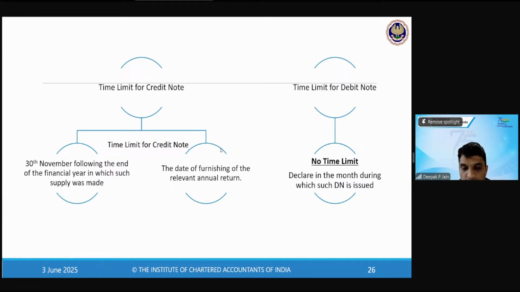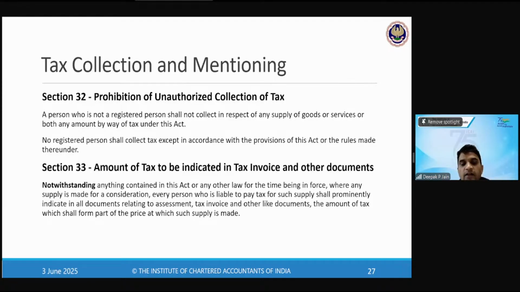Great. So, timing of credit note, then tax collection and mentioning. What it says is there is a prohibition on unauthorized collection of tax. You cannot collect a tax without any authority, which means except the provisions of the law, you cannot collect anything called as tax. So if the rate is 18%, you cannot collect 20%. You can collect only 18%. And an unregistered person cannot collect the tax, and the amount of tax should be indicated in the tax invoice or other documents. That is what section 33 is saying.